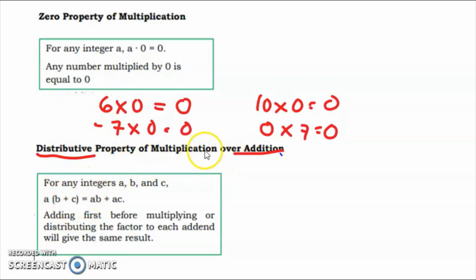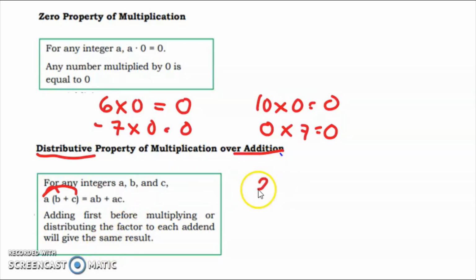Kaya siya naging over addition. Okay? Now, ang gagawin natin, i-distribute natin yung A. So, we have here A times B, AB. A times C, AC. And then, saka natin kukunin yung sum nila. So, adding first before multiplying or distributing the factor to each addend will give the same result. Pareho lang daw yung magiging resulta.